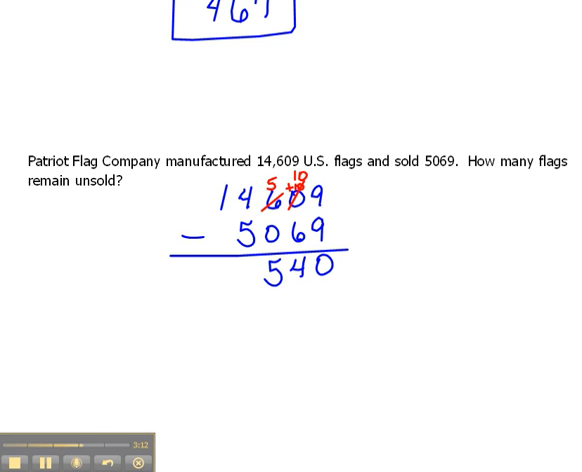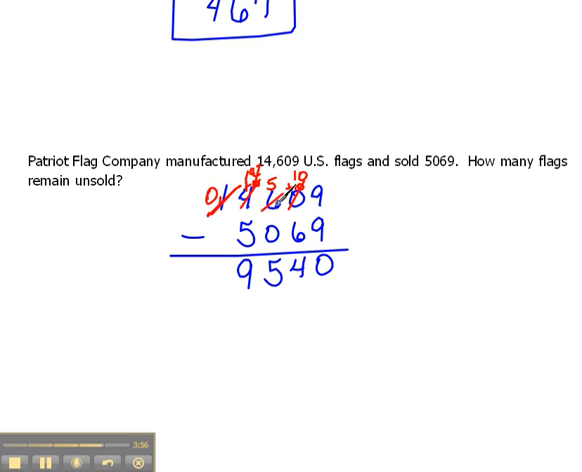And now we can't take 5 from 4, so we have to borrow again. So we're going to borrow 1 here and turn this into thousands. This was the 10,000s column. So whenever we borrow it over into the thousands, that would be 10 of those thousands. So really now we have 14. So 14 minus 5 would give us 9. So we would have 9,540 flags left.